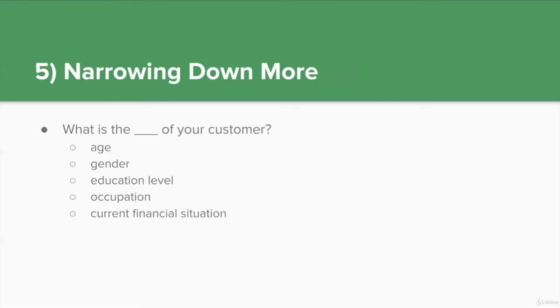The last step in determining a user persona is narrowing down a customer base even more. That can be done by finding the perfectly ideal customer who you'd want to buy from your business and who you'd direct your marketing and selling efforts towards. To narrow down your user persona, you can ask questions about your potential customer, like what's their age, gender, education level, occupation, and current financial situation. Once you finish answering these questions and go through all these steps, hopefully you've found a near perfect customer, or the very best possible customer to buy from your business.